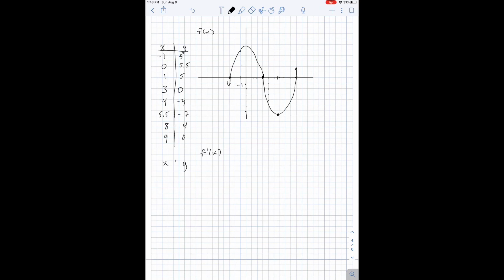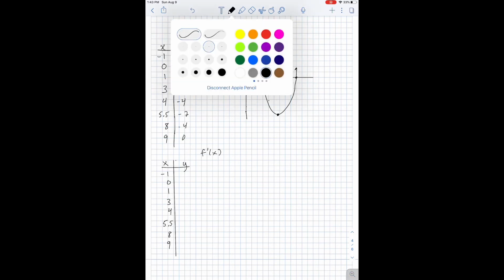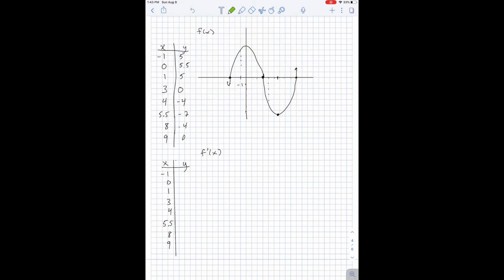We are going to use the same x coordinates, and again, those were just chosen at random, but we'll choose the same ones. But when we're talking about the derivative, we're evaluating not the position, but the slope of the tangent line. So here's what this looks like. We're going to go to -1. This is our -1 place.